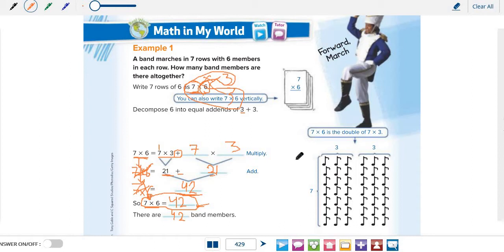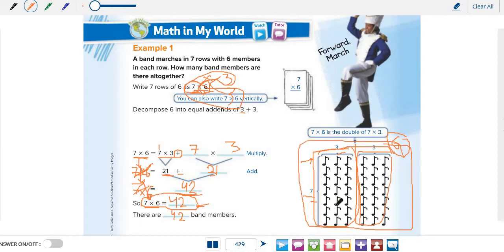Let's take a look at this array. This is the original array, we have 7 rows and 6 columns. This is the original array for the original multiplication sentence. And then we will decompose number 6. So now we have 2 arrays of 7 rows of 3. When we find the product of this array, we have to double this product to find the whole array. So this is 21 and this is 21. 21 plus 21 equals 42.